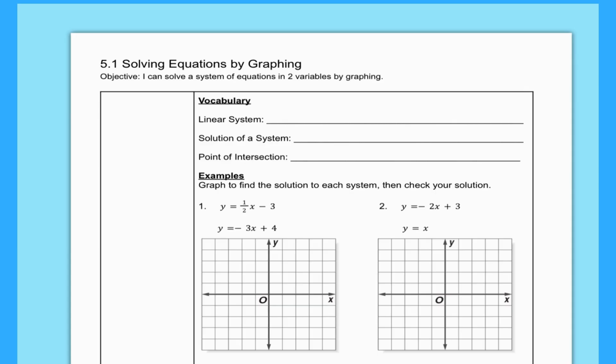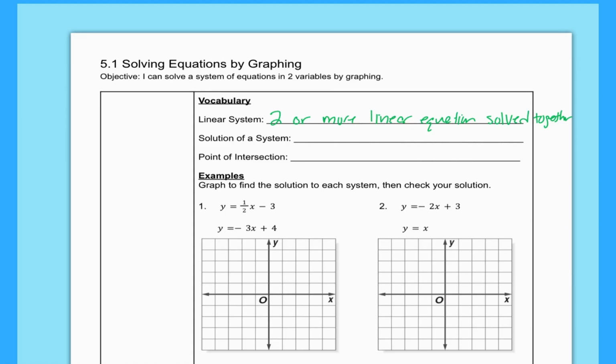First, a linear system is just two equations, or it could be more. We're just going to focus on two for right now. We're talking about just linear for right now, so straight line equations, and they are solved together. That means they both have to be true. So we're looking for an answer that is an answer for both equations at the same time.